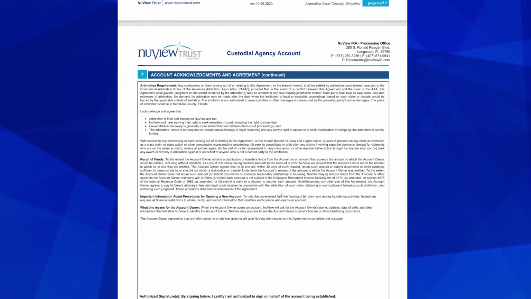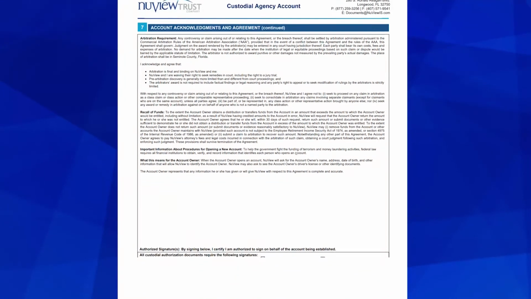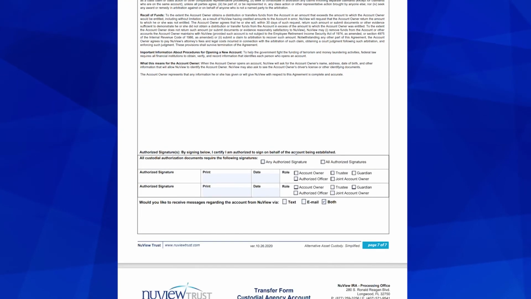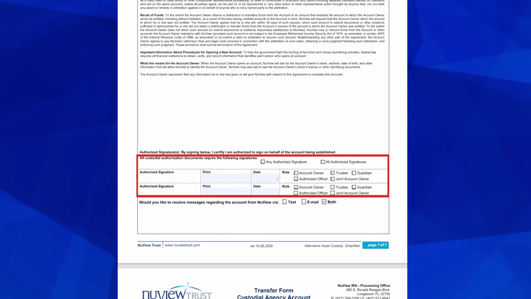All right, Section 7 continued again onto this next page, again outlining certain terms of our services and responsibilities. And then we have our signature section here. Please be sure to include the information requested here. So all custodial authorization documents require the following signature. So if it's just you, you're an individual, or your client is the only individual listed on the account, this doesn't pertain so much to that individual.